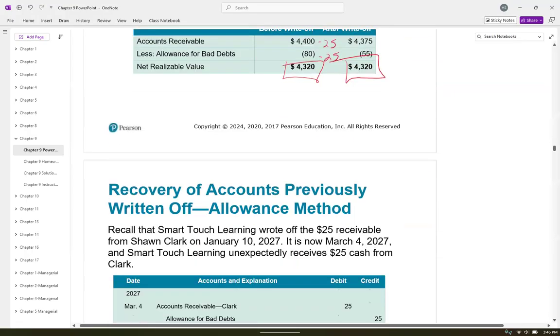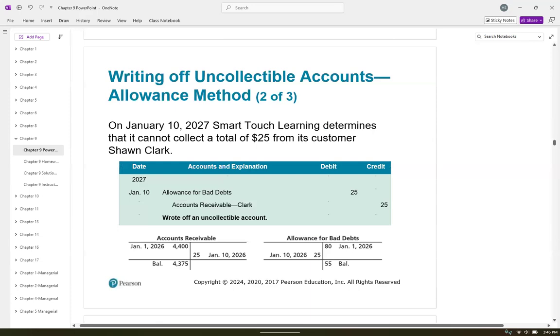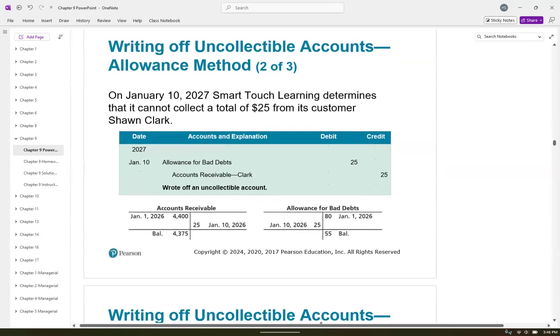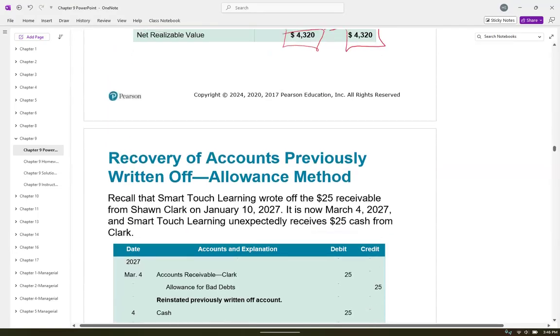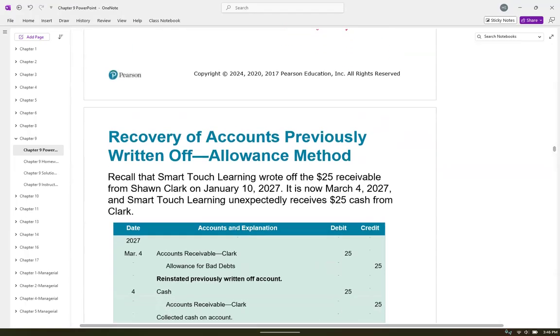So we're going to reestablish the account. It works exactly the same for the direct write-off method, except we're going to come back to where the write-off was and reverse that entry, reinstating that receivable. Then we're going to get the cash and make that receivable go down. Remember, we cannot combine these two entries. It looks like we could just debit cash, credit allowance for bad debts. No, we cannot, because we need to show that Clark paid their bill.